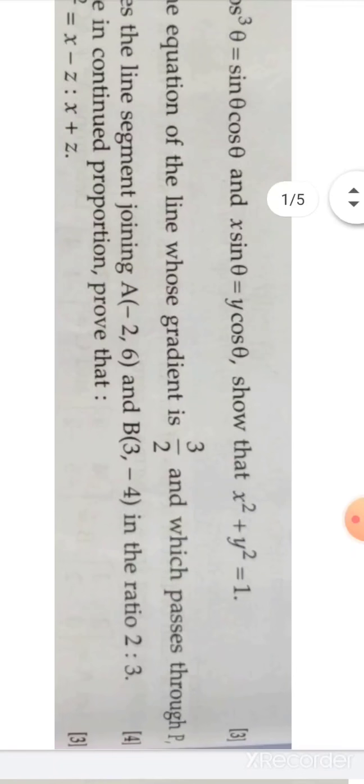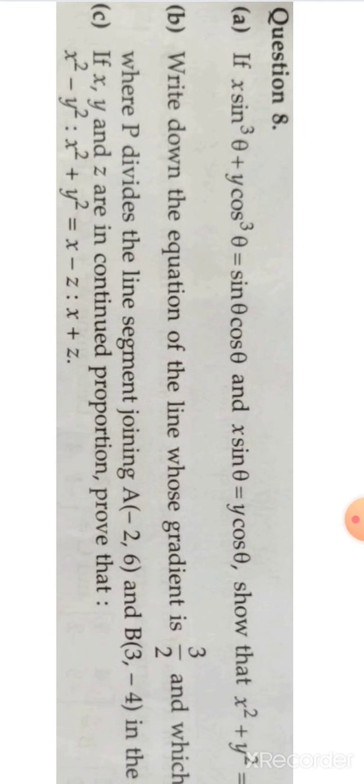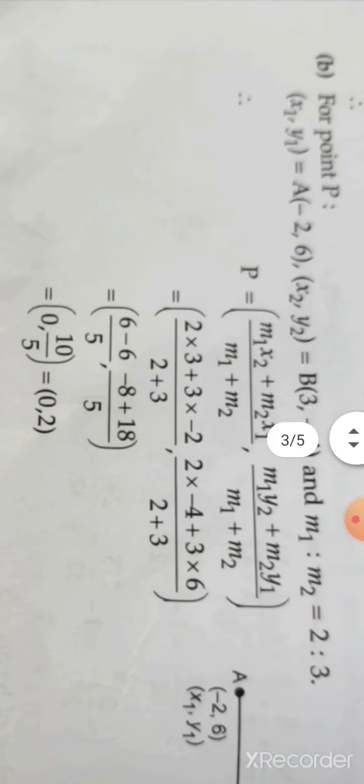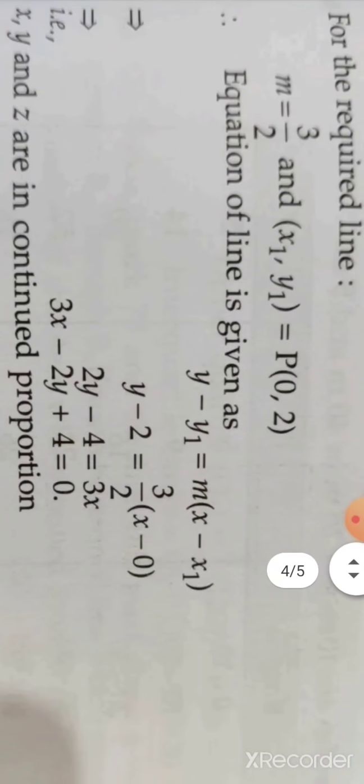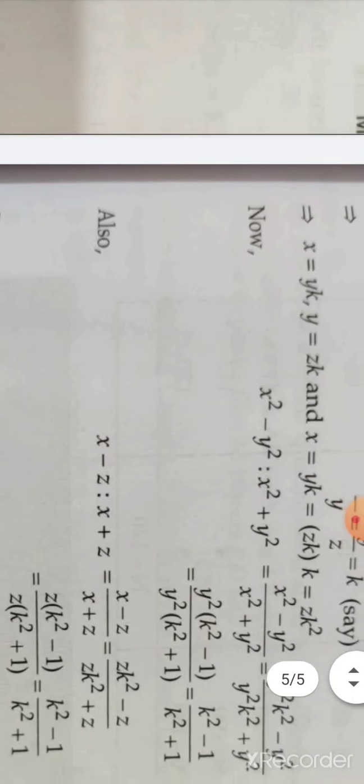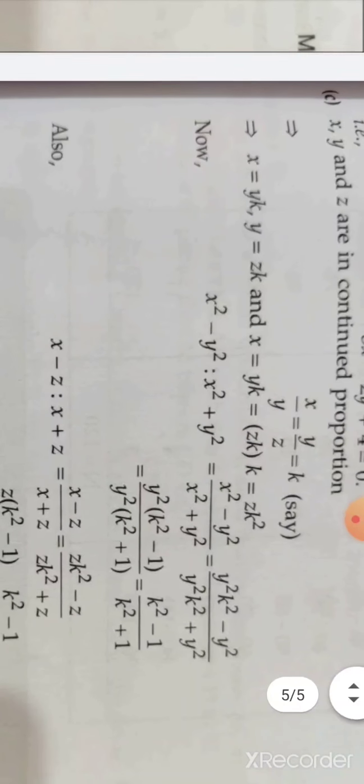Now see the question 3. If x, y, z are in continued proportion, prove that (x square minus y square) ratio (x square plus y square) is equal to (x minus z) ratio (x plus z). This is our C part of question 8 solution. So now let us see our solution part of C question.